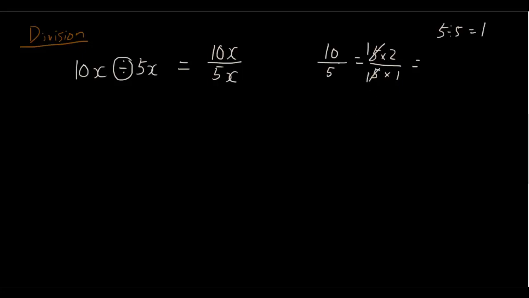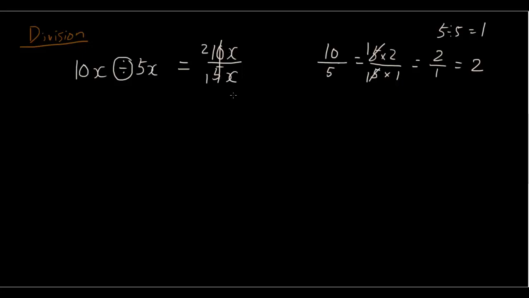5 divided by 5 is 1. So on the top you have 2, on the bottom you have 1. 2 divided by 1 is 2. Okay, so 10 divided by 5, this part here, we can cross that out and change that to 2.